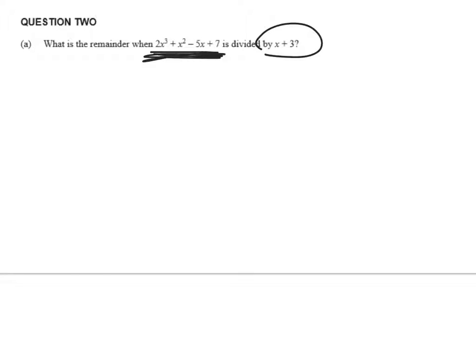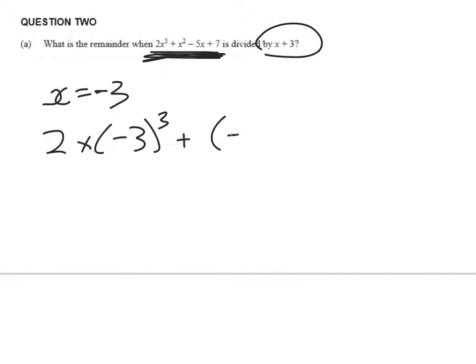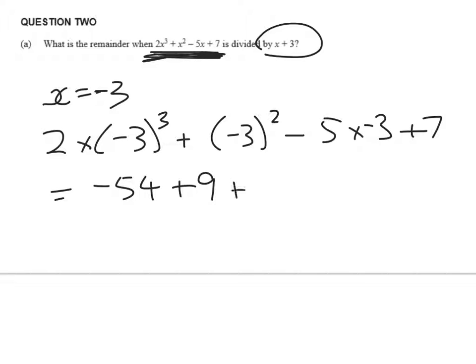So the easiest way to do that is to, well, 2 ways to do it, but we can use the remainder theorem, and we can say that if we substitute in x equals -3, and we see what we get out, that's going to be my remainder. So 2 times -3 cubed plus -3 squared minus 5 times -3 plus 7 will give me the leftover. So that's -54 plus 9 plus 15 plus 7.